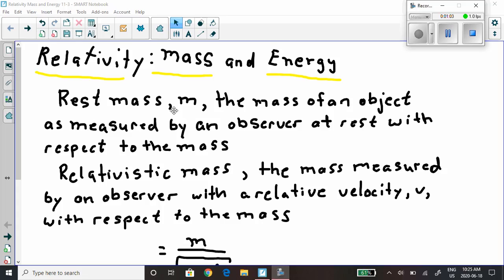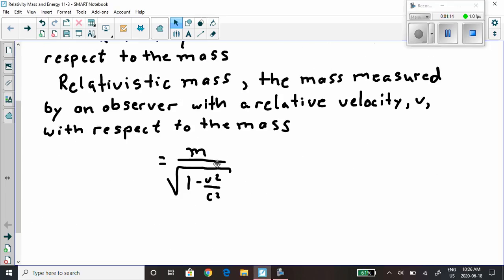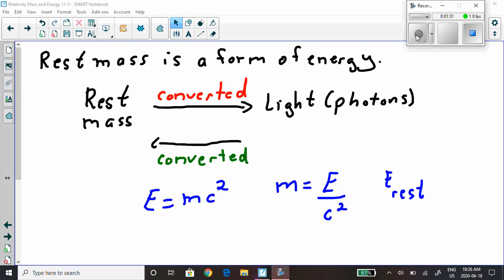Now, relativistic mass is the mass measured by an observer with a relative velocity v with respect to the mass. So there's the equation for the relativistic mass. You've seen this root quite a few times. A lot of textbooks call this root gamma, just so you don't have to write it all the time. All right, so that's the first concept.